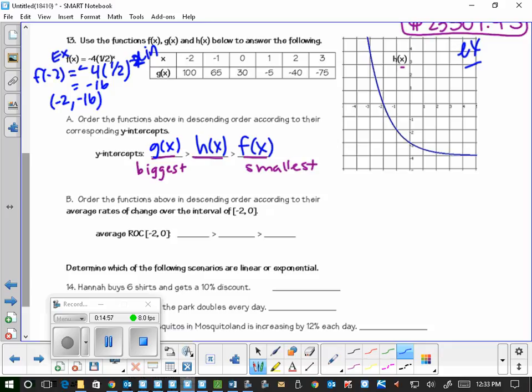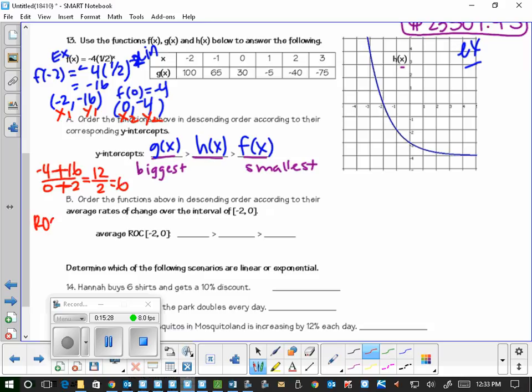And now, oh man, I already erased it. When we plugged in 0 for x, what did I get? Negative 4, right? So 0 comma negative 4. I can use these as 2 points, x1, y1, x2, y2, and let's find the rate of change. Negative 4 minus negative 16 is plus 16 over 0 minus negative 2, that's plus 2. So that's 12 over 2, which is 6. So I know the rate of change for f of x is 6, okay?